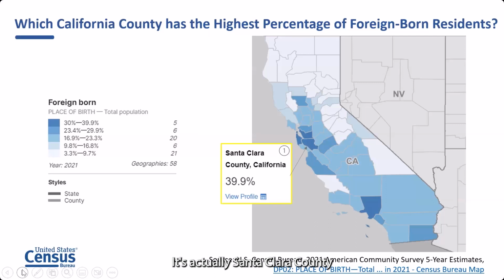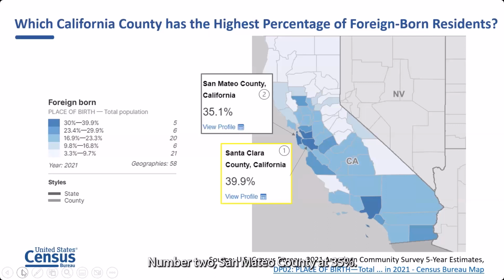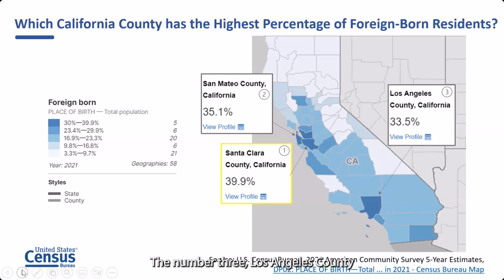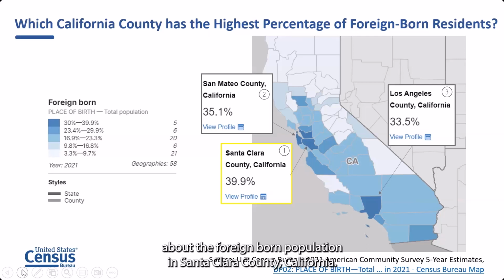It's actually Santa Clara County at almost 40%. Number 2, San Mateo County at 35%. And number 3, Los Angeles County at 33.5%. I was curious in learning more about the foreign-born population in Santa Clara County, California.